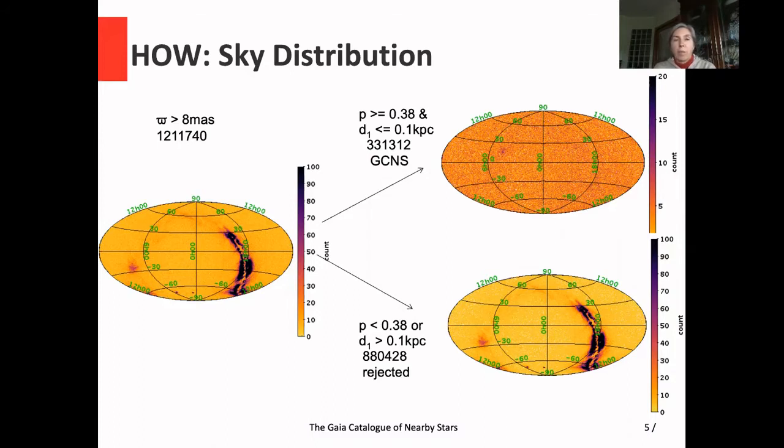The first and most important task for the creation of a complete volume-limited catalog of nearby stars was therefore the identification of spurious objects, done by the random forest classifier, which allowed us to determine with high confidence the probability for a star of truly being inside a 100 parsec radius from the Sun. After cleaning, the resulting number density seen on the sky projection on the top right looks nicely uniform, as is expected for the stellar content of the solar neighborhood.